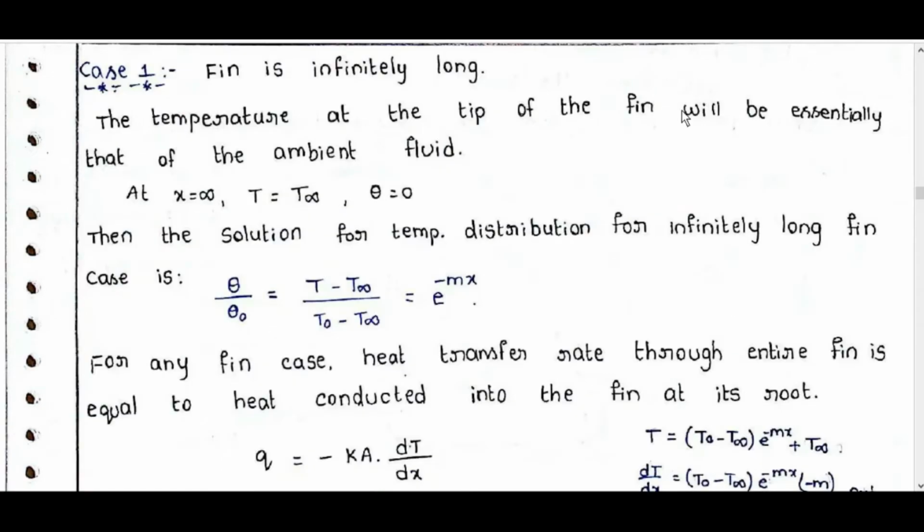Case 1: if the fin is infinitely long, the temperature at the tip of the fin will be essentially that of the ambient fluid. At x equal to infinity, T is equal to T infinity, theta is equal to 0. And then the solution for temperature distribution for the infinitely long fin case is theta by theta naught is equal to (T minus T infinity) by (T naught minus T infinity) is equal to e power minus mx.